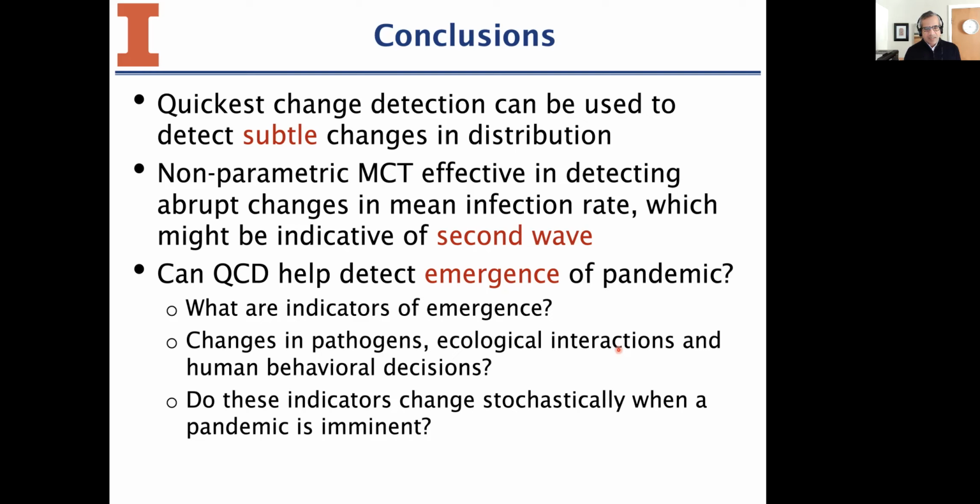But the key question, that's something I'd like to discuss with all of you, is: do these indicators change stochastically when a pandemic is imminent? That's important. If these indicators do change stochastically, then getting accurate observations of those indicators might be useful in constructing these quickest change detection tests that can be useful in predicting that a pandemic is imminent.